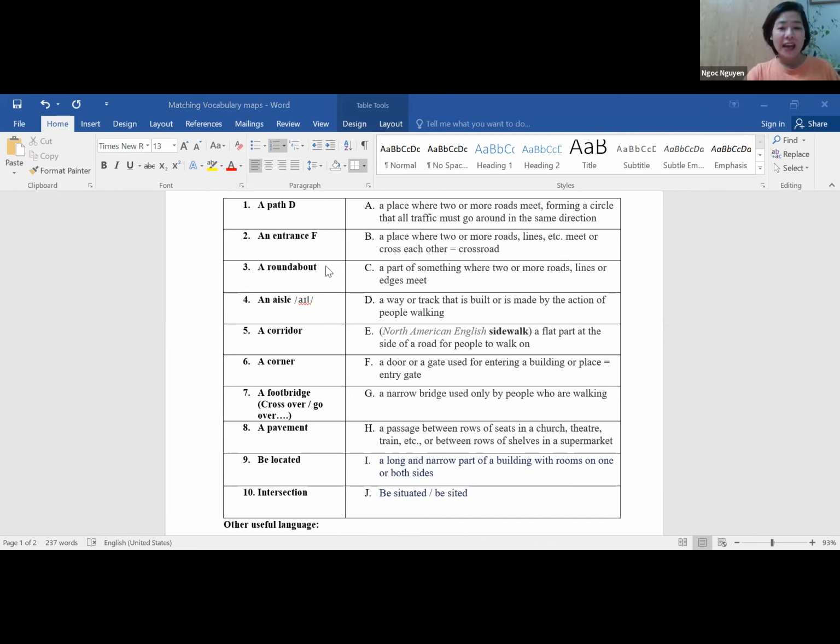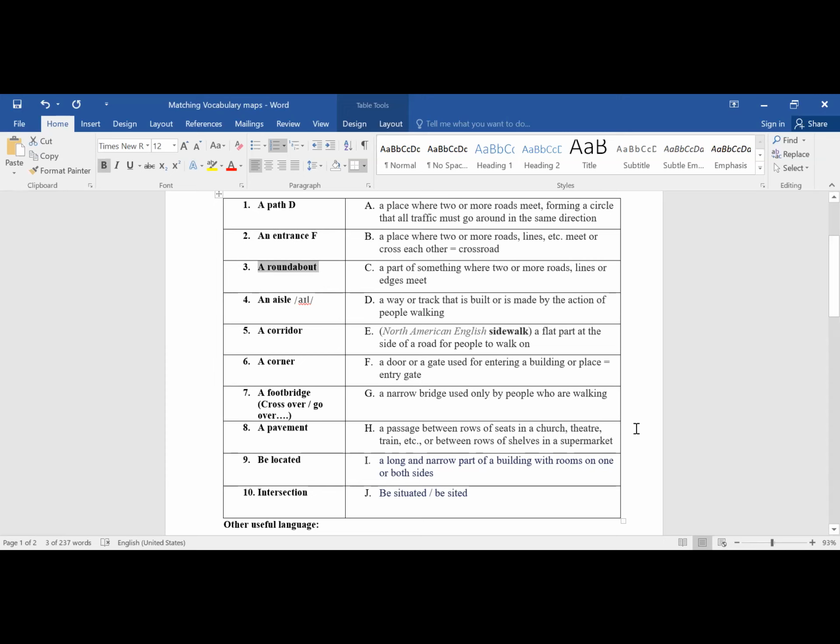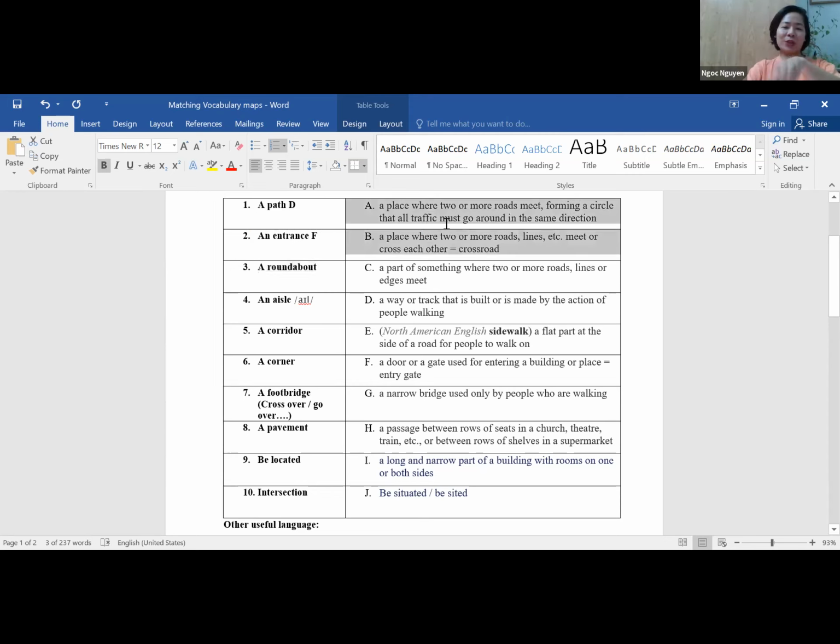Okay, Chang. And number three, a roundabout. I would like to hear from Thu Hiên, please. Hello, Thu Hiên. What is a roundabout? I match with A. A, exactly. So that's a place where traffic must go around. For example, people may say, "Oh, go straight until you see a roundabout, then take a left," like that.